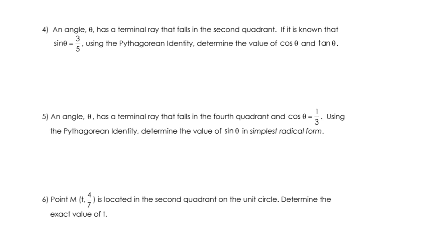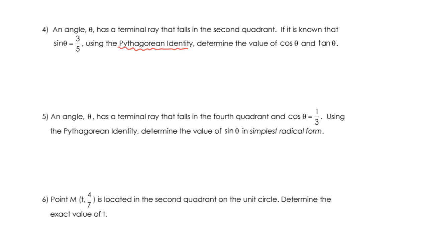All right, guys, we're on the back side of day 8 notes, and number 4 says an angle theta has a terminal ray that falls in the second quadrant. If it is known that sine theta equals 3/5, using the Pythagorean identity, determine the value of cosine theta and tangent theta. So we could use the same method we've been using with the triangle method and put it in the correct quadrant, but this one specifically says to use the identity.